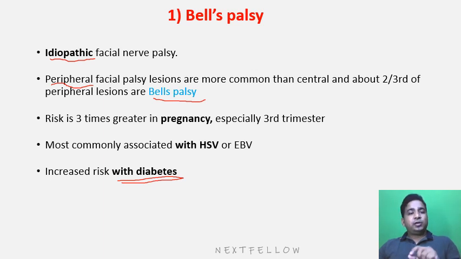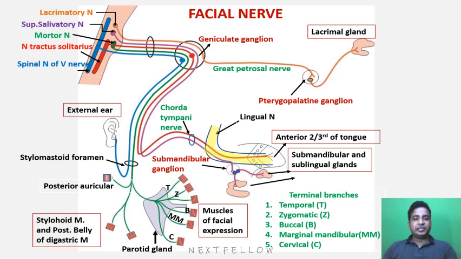So in Bell's palsy, if the cause is not found, it is an idiopathic disease. There are certain etiologies that can be related to Bell's palsy, like the presence of a virus such as the Epstein-Barr virus or herpes simplex virus, or exposure to extreme cold, and these risks can be increased in pregnancy or in diabetic patients.